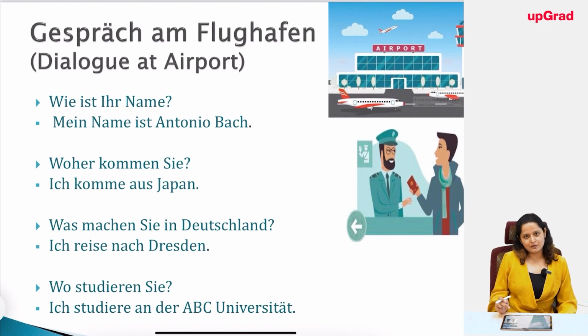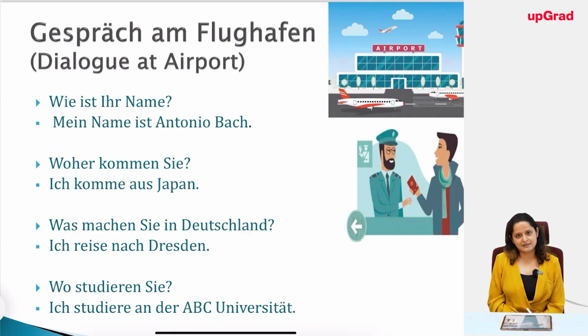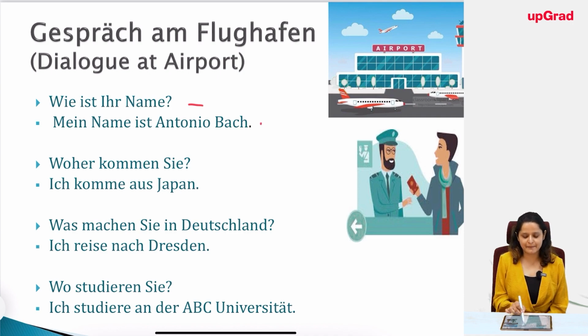Now let's take a look at some common questions that you might encounter at an airport. The first very basic question is wie ist Ihr Name? So you need to respond here with your name. So for example, mein Name ist Antonio Bach. The next question that follows might be woher kommen Sie? That is, they would like to know where you are coming from. So the response to that can be the country that you are coming from. So for example, ich komme aus Japan, which is Japan.